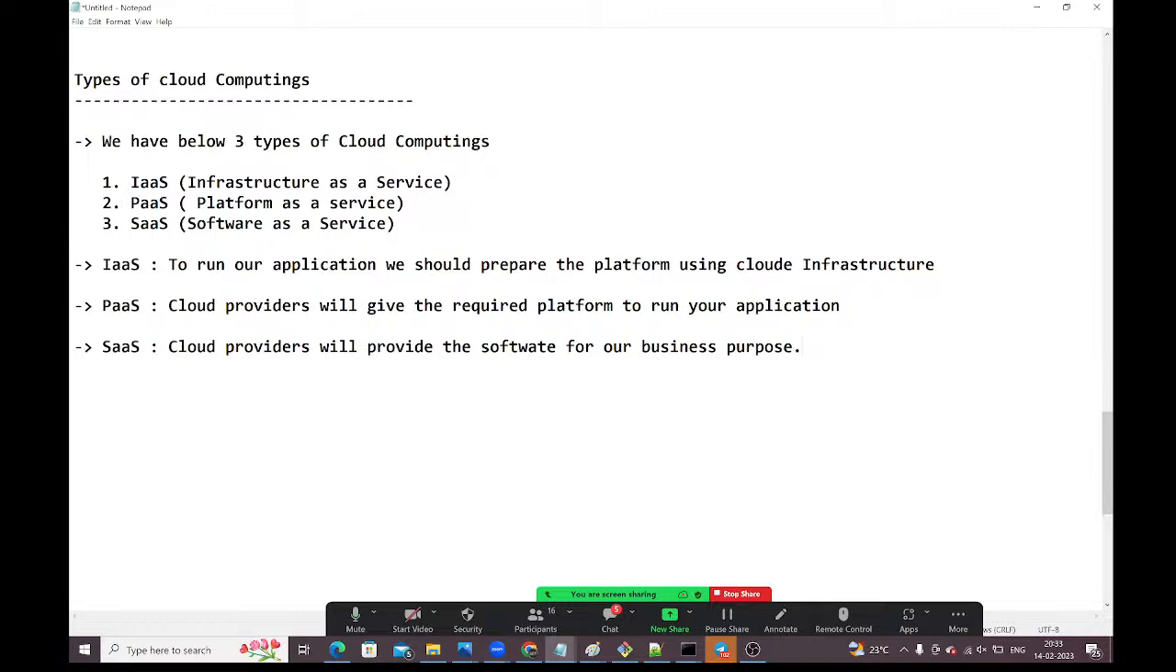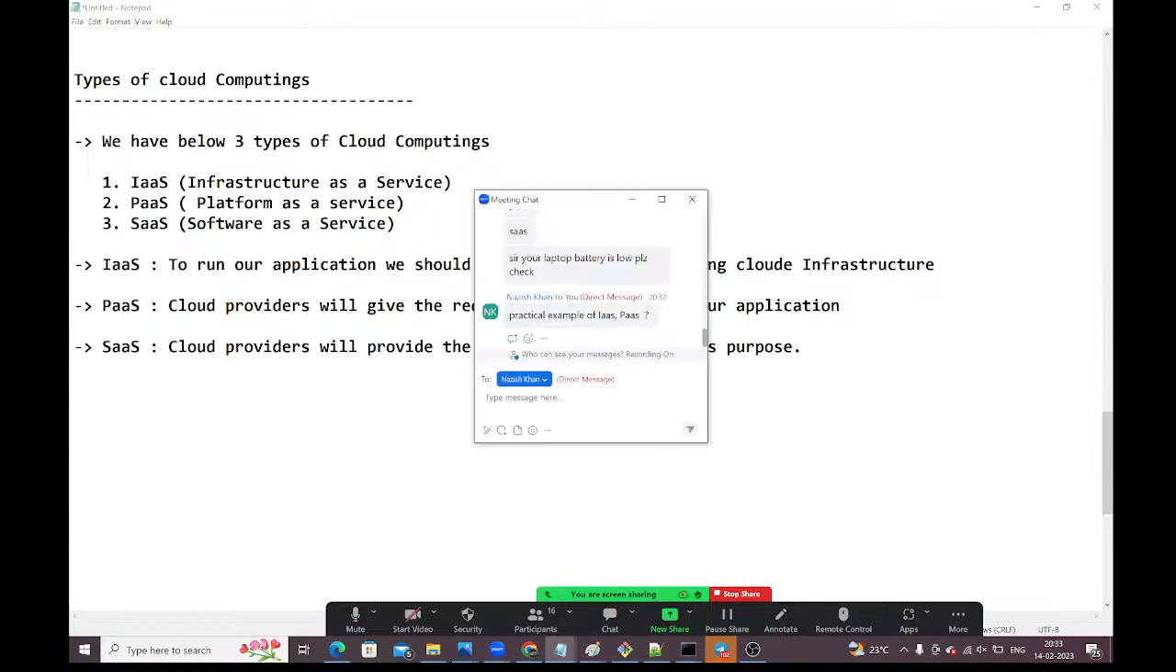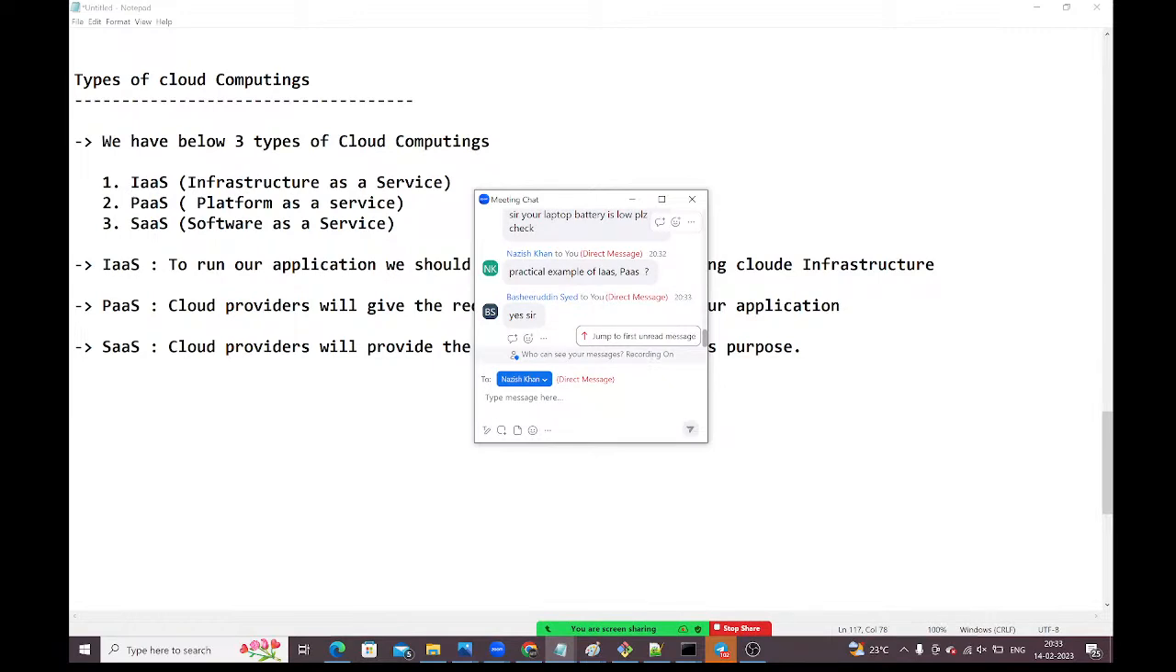Is it clear, guys? Please respond. Yes, sir. PaaS means cloud. In AWS, as PaaS, we have Elastic Beanstalk. IaaS means whatever we are going to do from now onwards till the course end, everything is IaaS only. Mostly in real time, we will go with IaaS only, not PaaS, guys. Based on our project requirement, we need to take the infrastructure and the resources, guys.